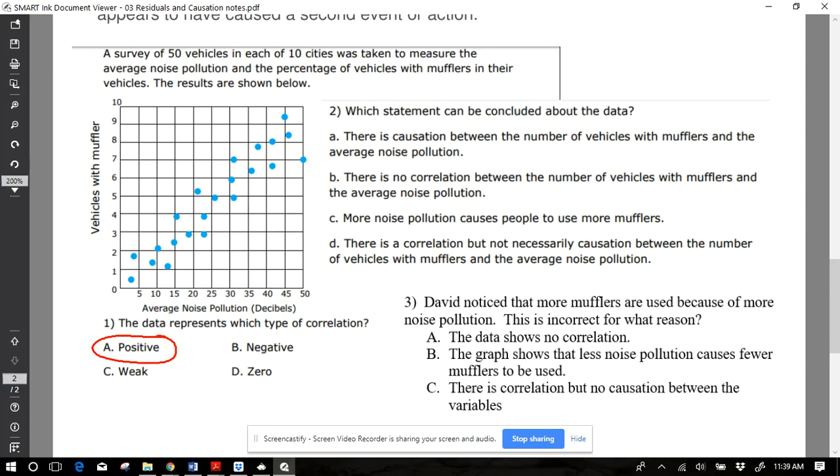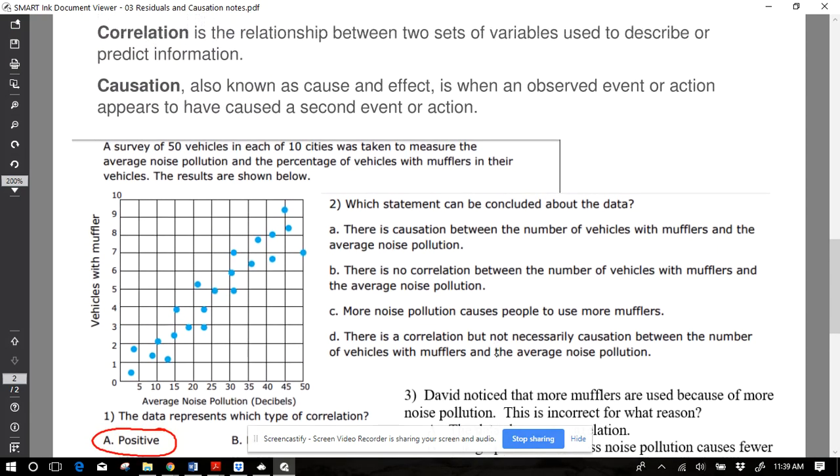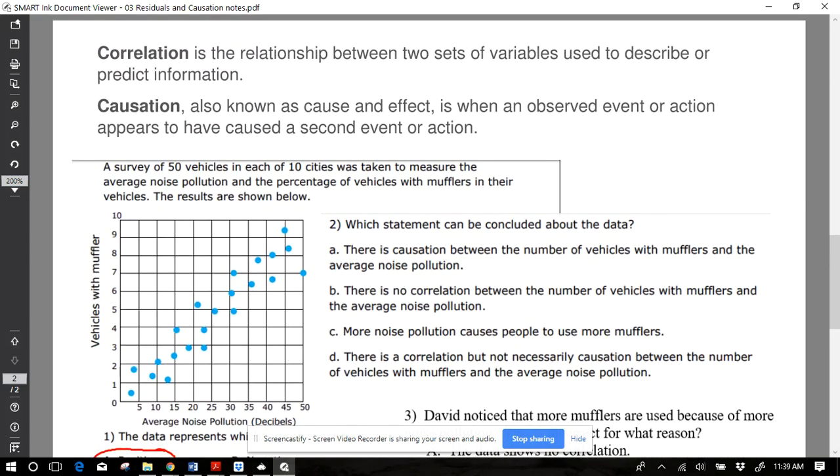But now let's talk about causation. Causation is when one thing causes another thing to happen. Sometimes we think causation is implied, but it's not always, okay? This is something that you have to be able to prove. So please add this to your notes. You have to be able to prove it.